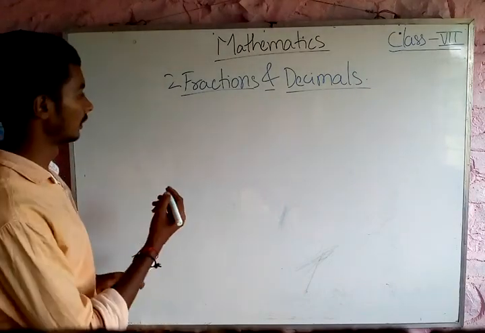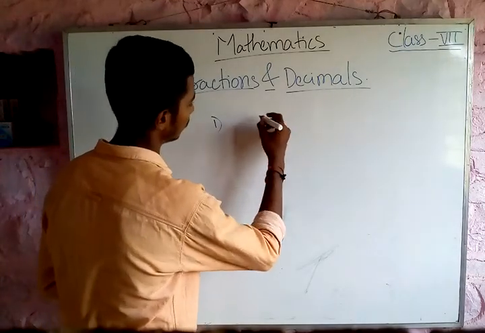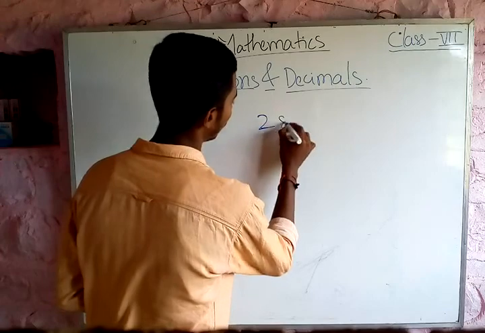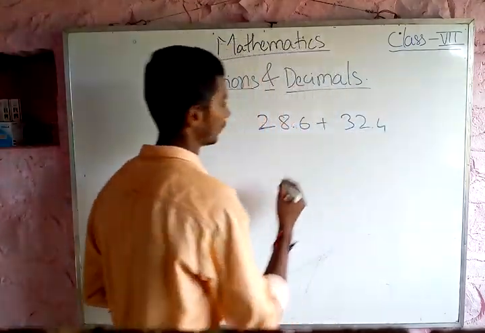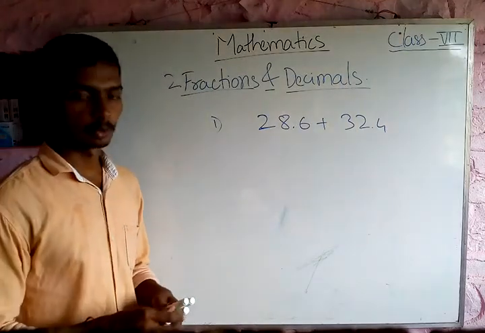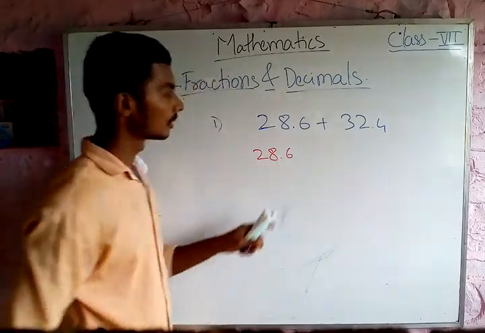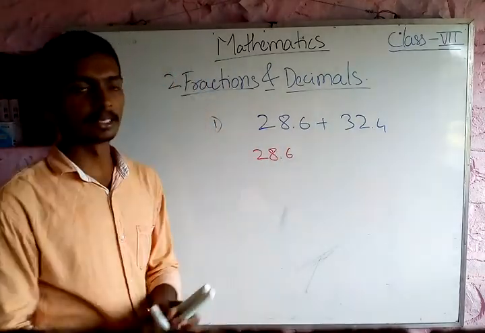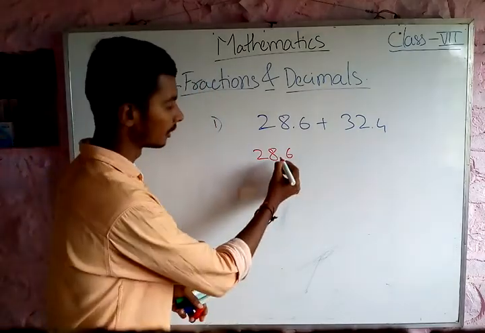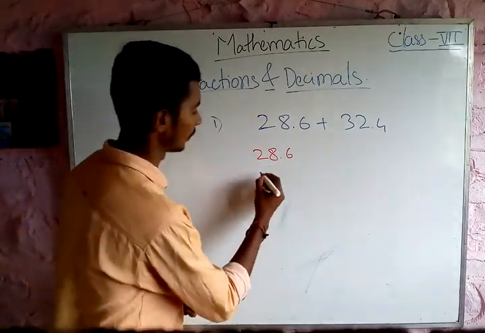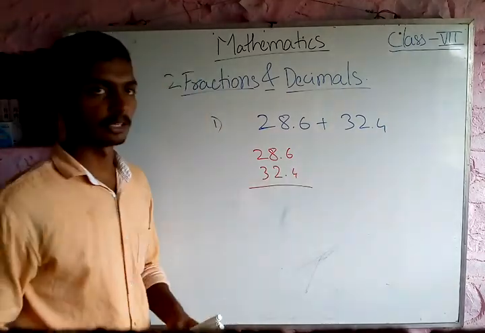How to add decimal numbers? For example, first example: 28.6 plus 32.4. To add them, write 28.6. These points must be in a line. If I write the next number, their points must also be in a line, that is 32.4. The place values are in line now.